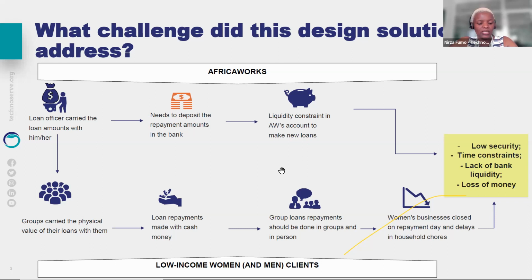And on the repayments, they also had to travel long distances to the meeting place, leading to transportation costs and time. And they had to close their business or leave it with minor children, leading to loss of money and reduced security. And until all members of the group were present, the meeting could not start, leading to waste of time. So what was the solution when we identified those gaps?